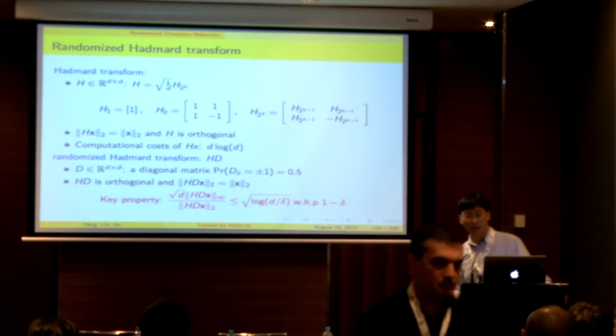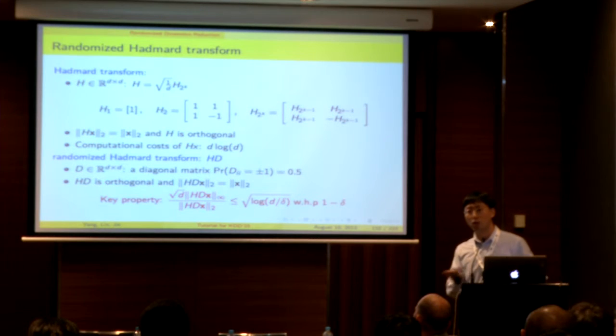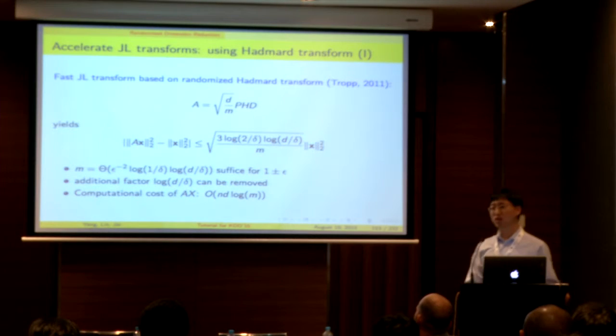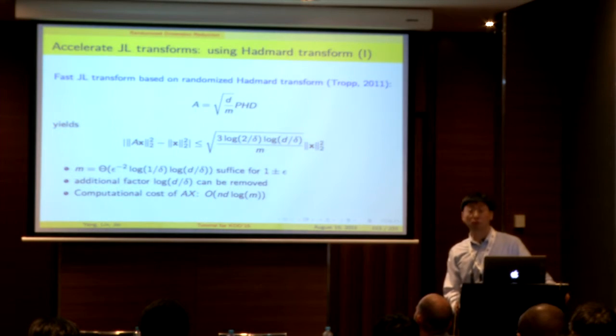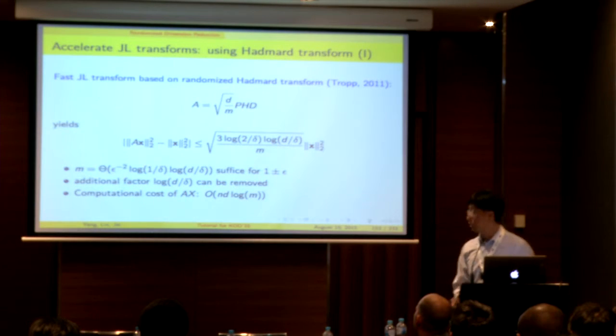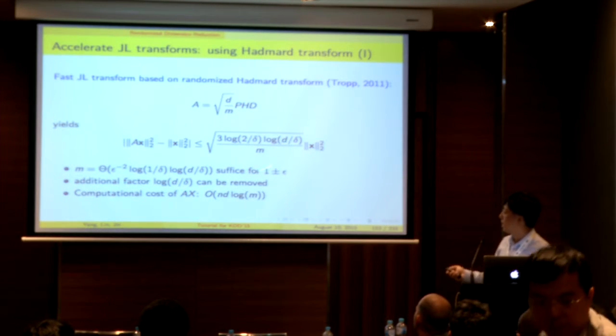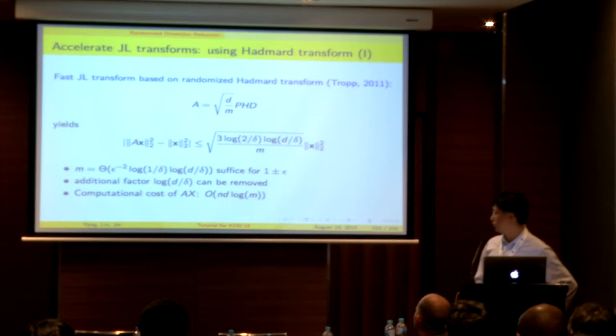So the randomized Harmonic transform tries to equalize the magnitude of the entries in the vector. And the resulting transform would satisfy the JL lemma with an additional log term. This is the only additional log term compared to the original JL lemma. But this log term can be further removed.